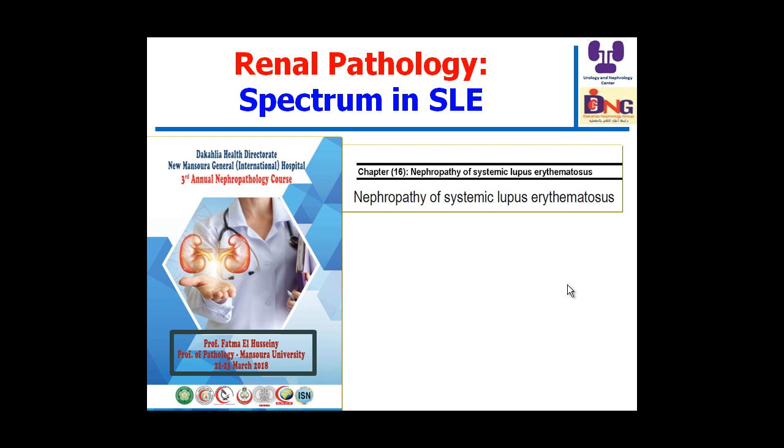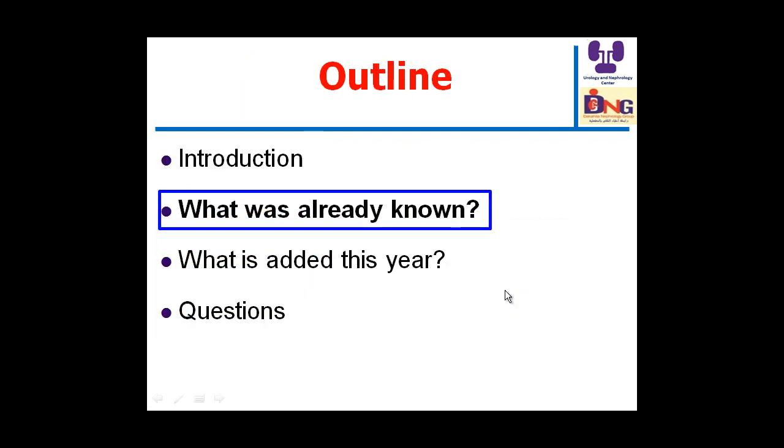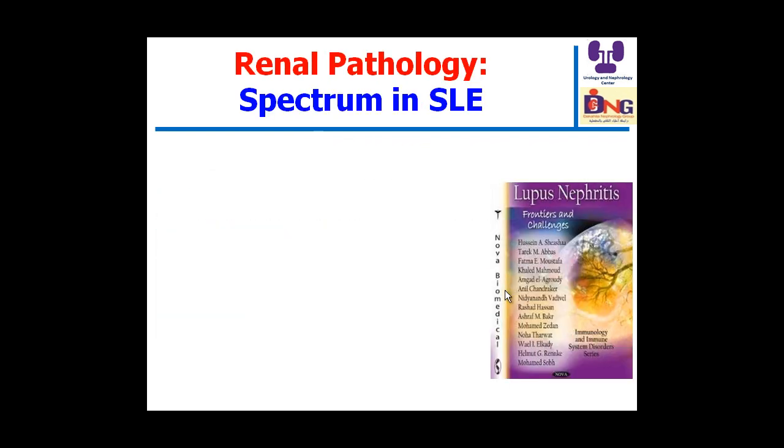This is the updated book of Professor Hussein of this year, from the 3rd annual nephropathology course that was held between 21 to 23rd March 2018 at Mansoura New General Hospital. And this is the nephropathy book. Chapter 16 is the nephropathy of systemic lupus erythematosus, and you can also find the lupus nephritis histopathology within this book as well. So what was already known about lupus?